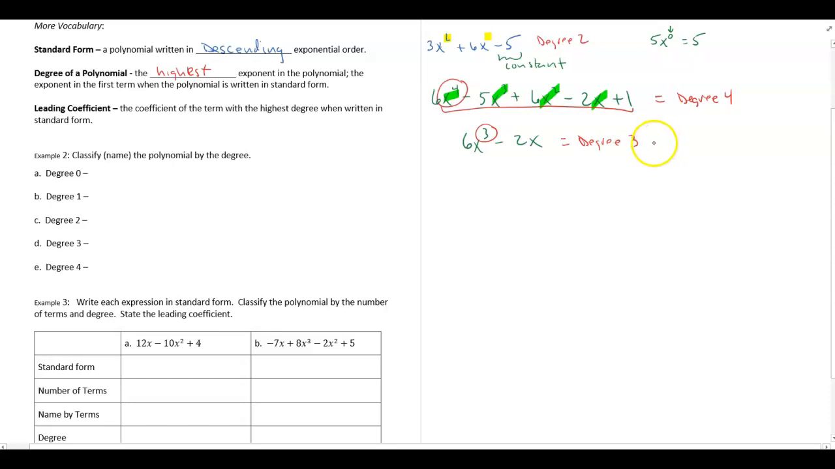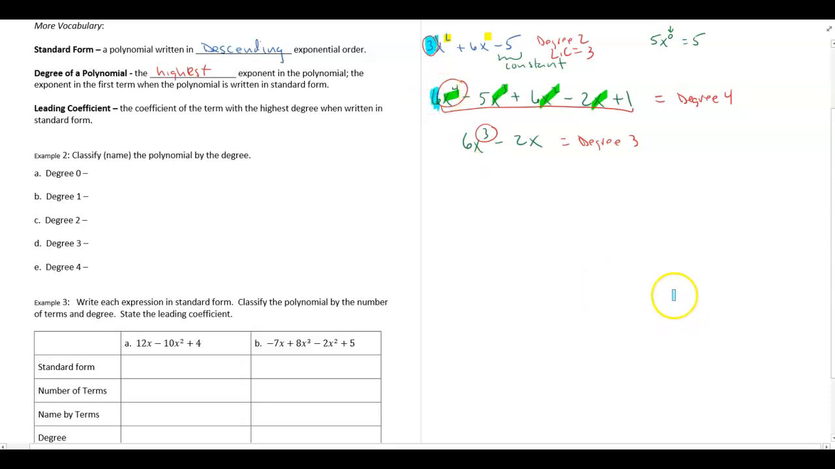And then the leading coefficient is the coefficient of the term with the highest degree when written in standard form. So the leading coefficient in this example would be that 3. It's the coefficient of the first term when it's written in standard form. The leading coefficient here would be 6.